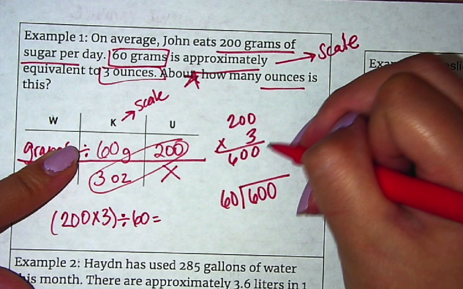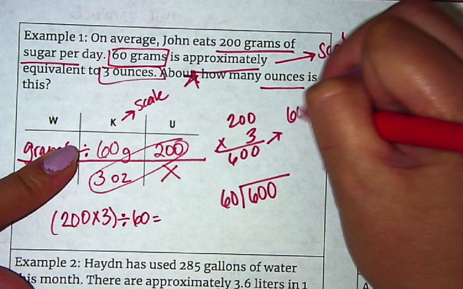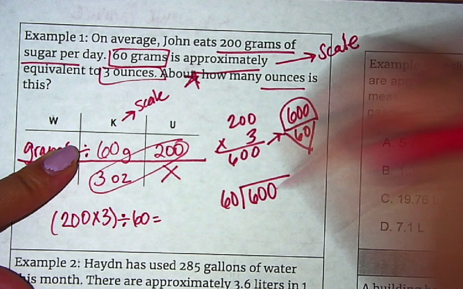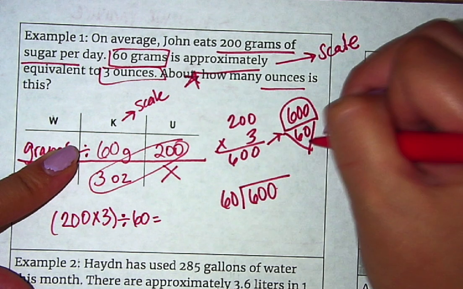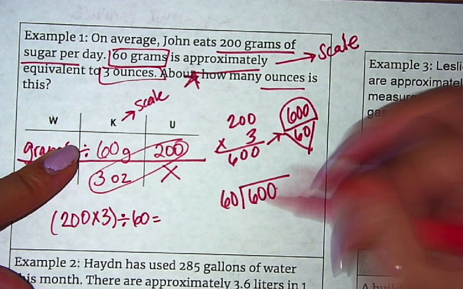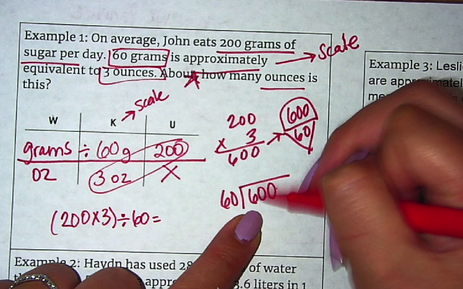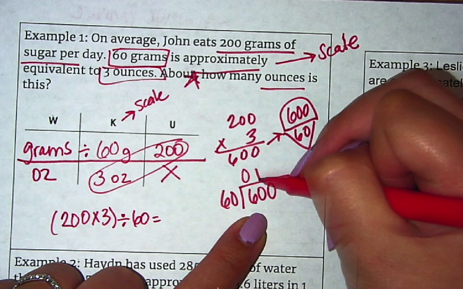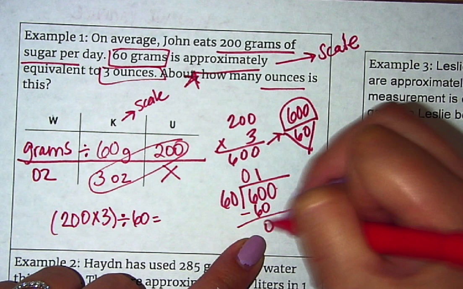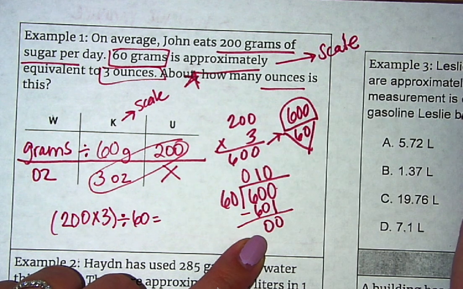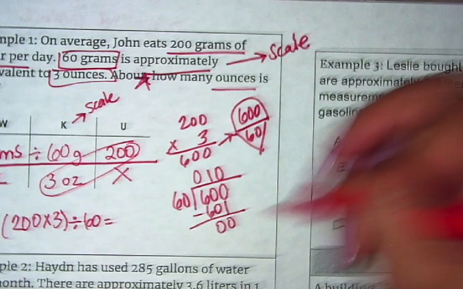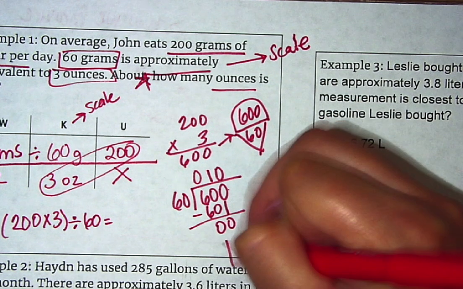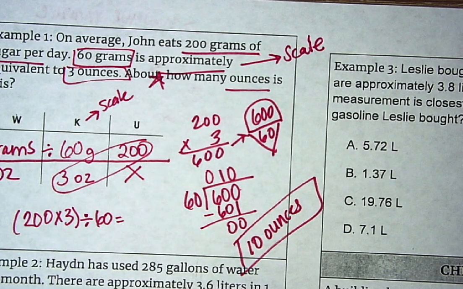Okay, remember, if you don't know what number goes inside, you have to do the ice cream. 600 goes inside because the ice cream's in the freezer, and 60 goes outside, the cones. So let's see. 60 can go into 6, 0 times. 60 can go into 60 one time. Subtract it, and then our 0, we're just going to bring it at the top. So our answer is 10 ounces. That's how many ounces he eats a day.